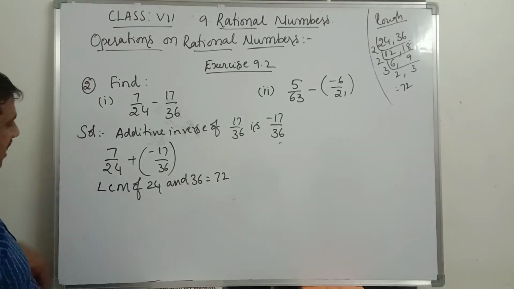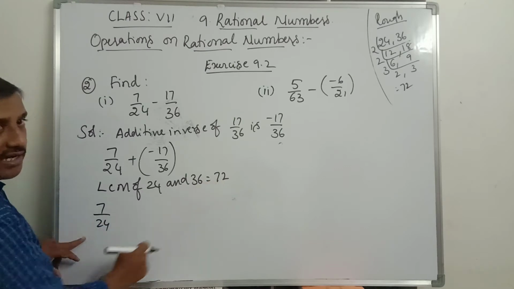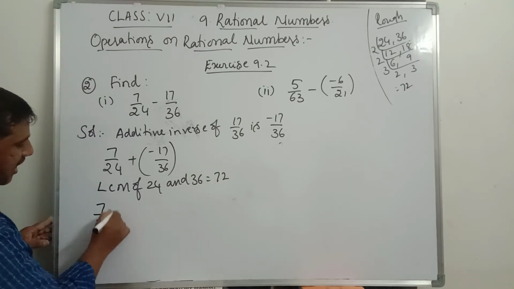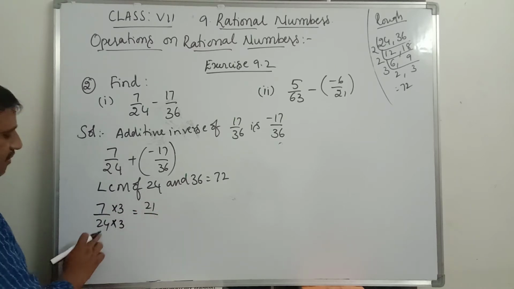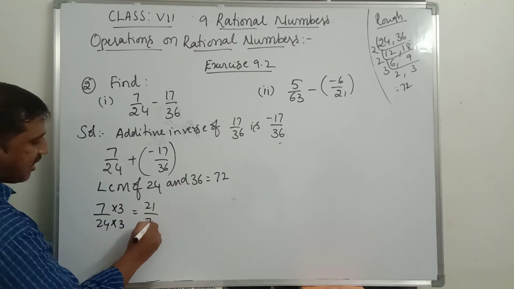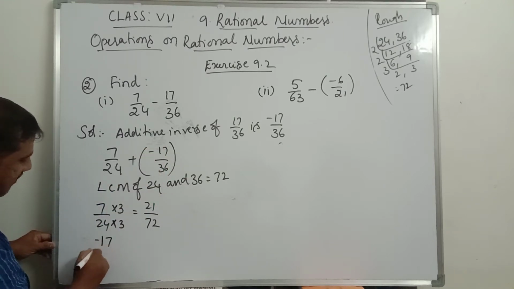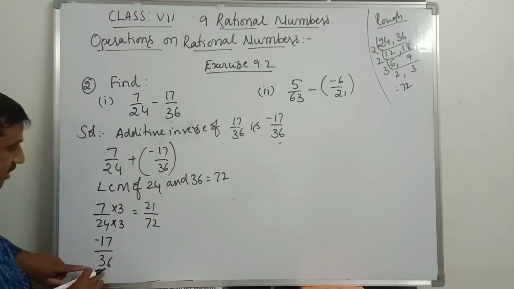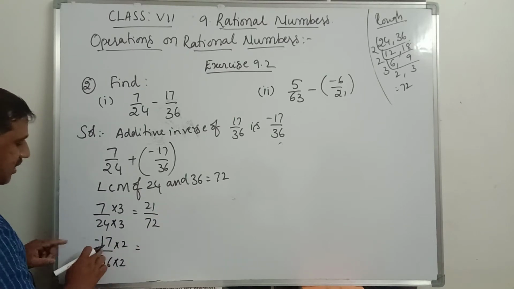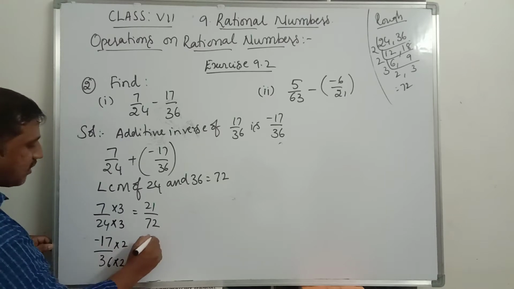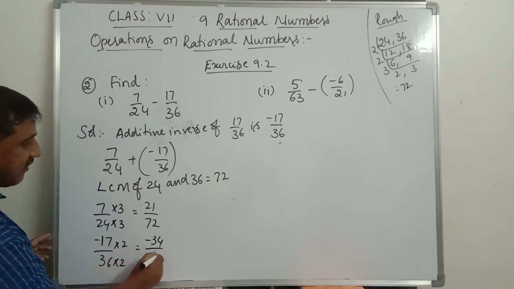Now change these fractions. 7 by 24: to get the denominator 72, 24 is multiplied by 3. So we get 7 into 3, 21, divided by 24 into 3, 72. Similarly, change the second fraction, minus 17 by 36. 36 into 2 is 72, so multiply by 2. 17 twos are 34. Therefore it is minus 34 divided by 36 into 2, which is 72.